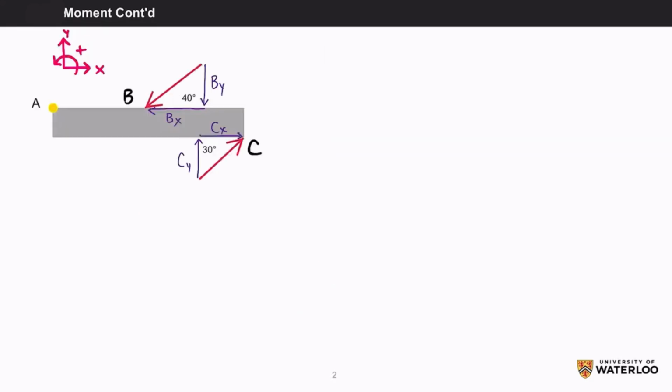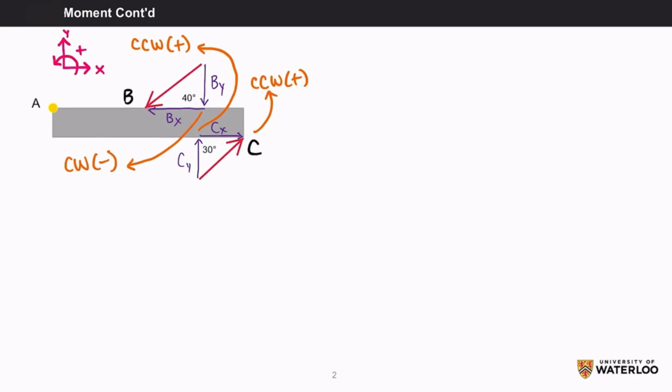Let's talk about the rotation of each force. Remember that we're not including Bx, as its line of action passes through point A, which is the point that we are taking the moment from. As you can see, By will cause the beam to rotate in a clockwise direction around point A, creating a negative moment. Cy will cause the beam to rotate in a counterclockwise direction around point A, creating a positive moment. And finally, Cx will cause the beam to rotate in a counterclockwise direction around point A, creating a positive moment.